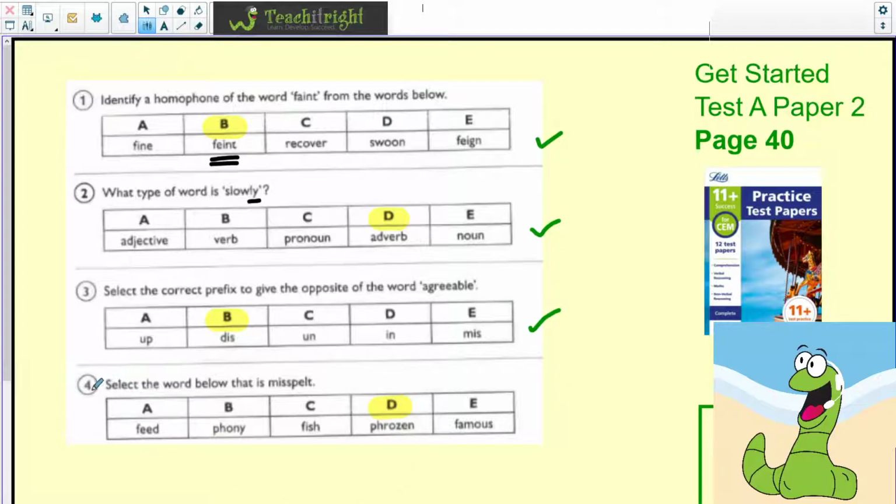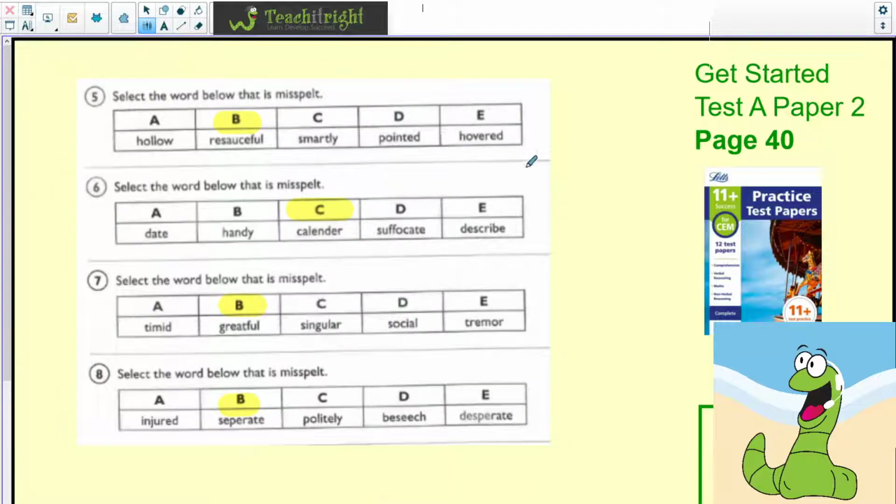Then we've got question 4, select the word below that is misspelt. So having a little careful look at all of the words, you may have noticed that this is how you spell frozen. It obviously doesn't have the PH. It's an F instead. So again, well done if you got that one right. Let's have a look at the next one. Question 5, we've got resourceful is the word that is spelled incorrectly. And I'm just going to spell out resourceful correctly for you so you can see the right spelling.